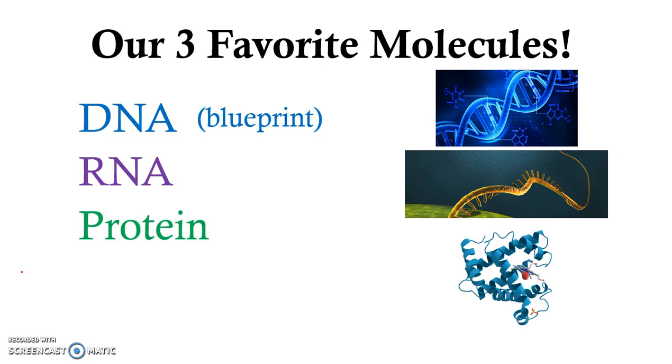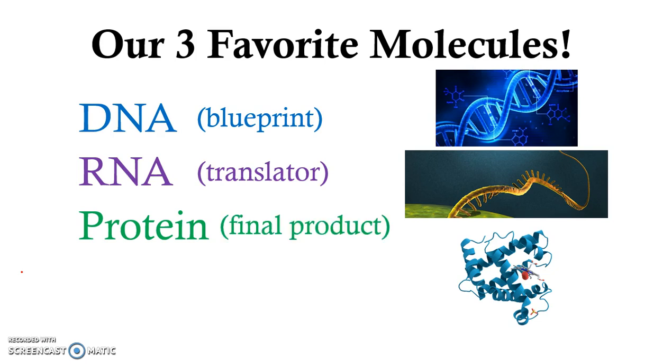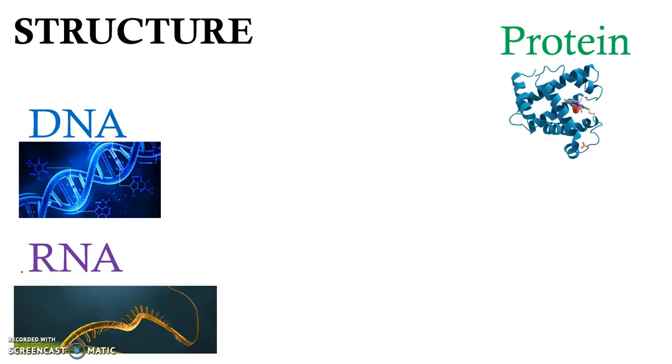DNA is basically the blueprint for everything in our cells, and I think you guys know this already. So we have the DNA, and then the RNA acts as a translator to translate the DNA into protein. And the protein is that final product that we have in our cells, and everything the cells do depends on the proteins at work in the cells. So we're going to talk about these 3 molecules a lot.